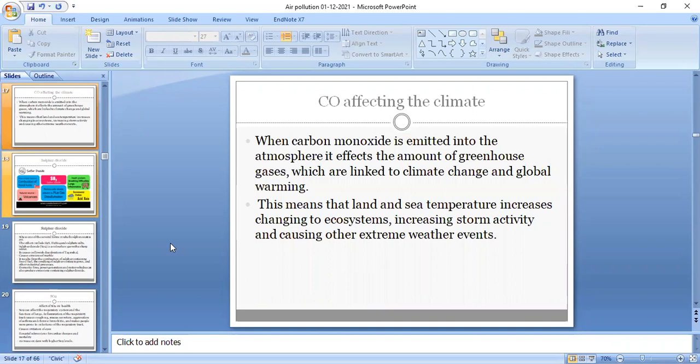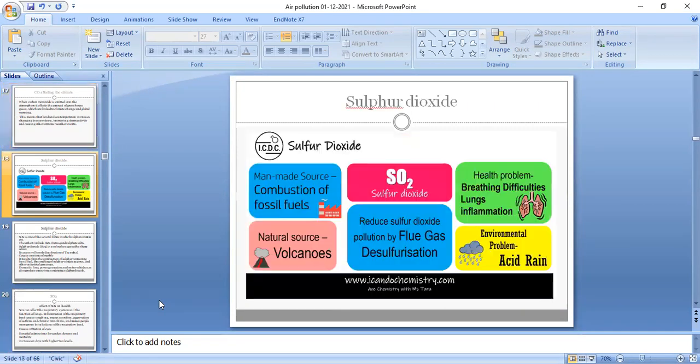Now, how does carbon monoxide affect the climate? When carbon monoxide is emitted into the atmosphere, it affects the amount of greenhouse gases which are linked to climate change and global warming. This means that land and sea temperature increases, changing the ecosystem, increasing storm activity, and causing other extreme weather events. Greenhouse gases will be further discussed in the upcoming presentations.